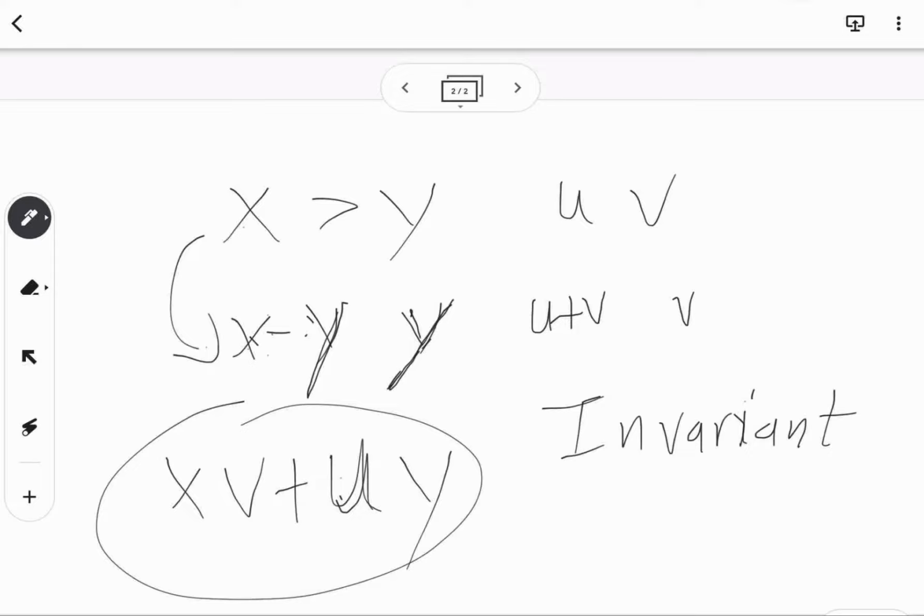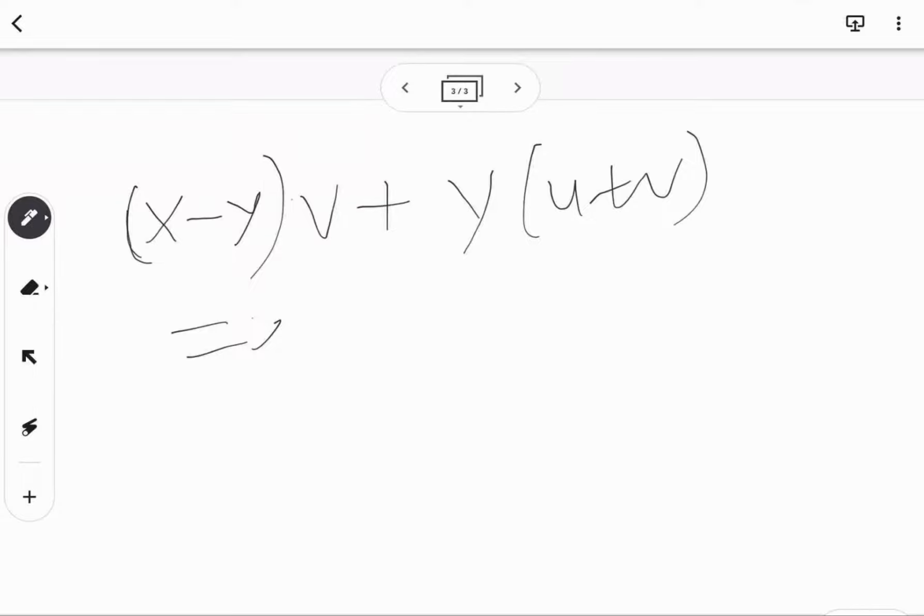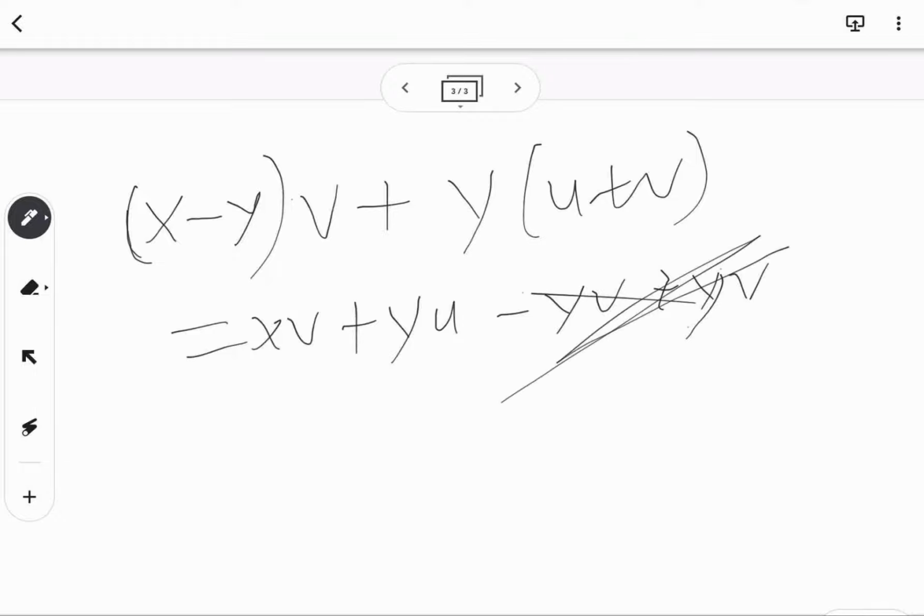And you can check that this is invariant because if you do the transformation, then you have x minus y times v, because v doesn't change, times y times u plus v. So this would be xv plus yu minus yv plus yv. So then this just cancels and it's still the same, right? So from here, we've just looked at the simplest process in our system.